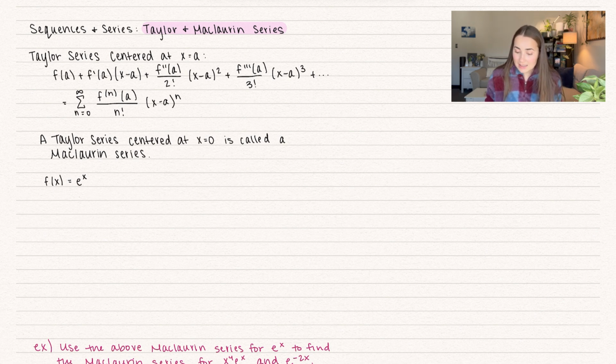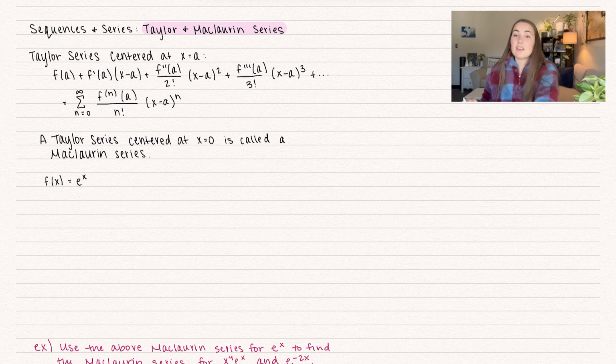So here we have a Taylor series centered at x equals 0 is called a Maclaurin series. So bigger world, we have the Taylor series. At specifically x equals 0, that's when we have a Maclaurin series. So we're going to go ahead and find the Maclaurin series for e to the x. I think it's one of the nicest ones to do in order to understand the process.